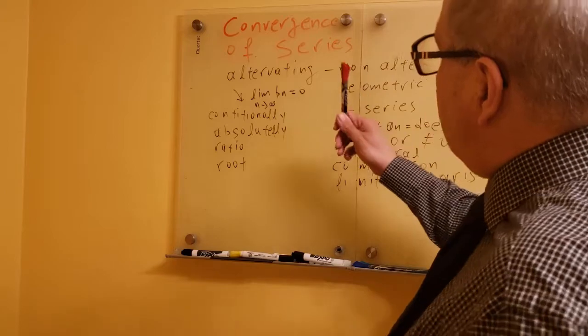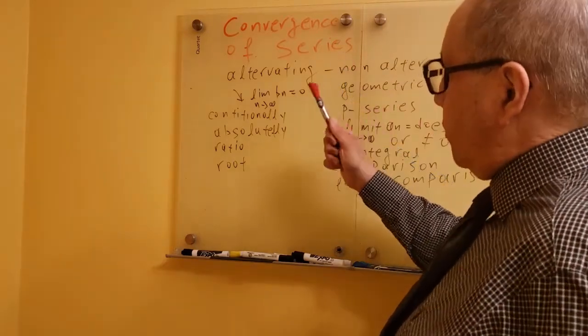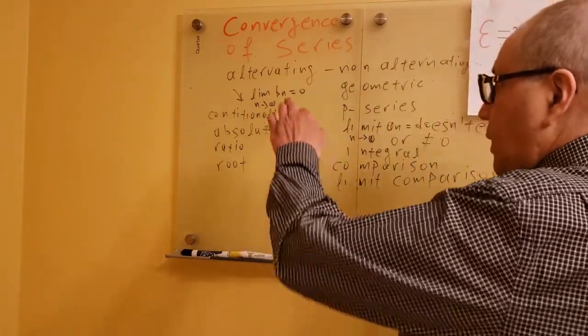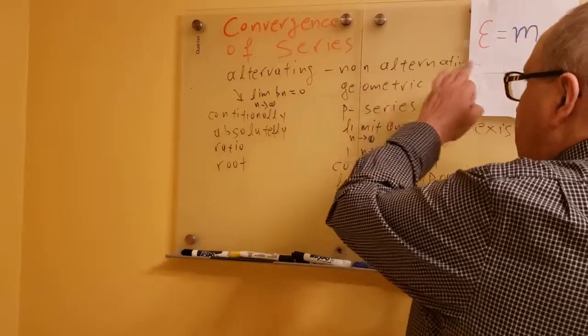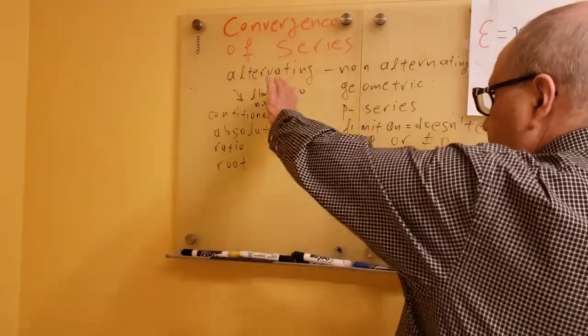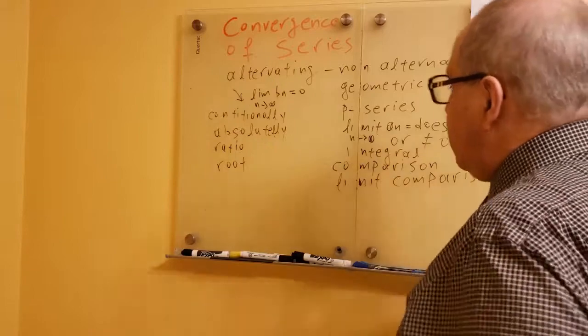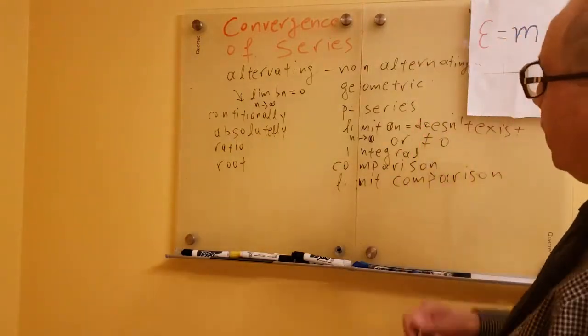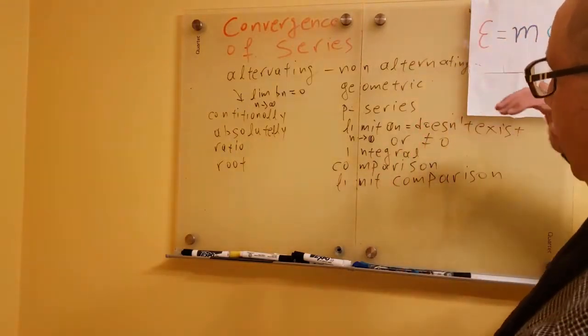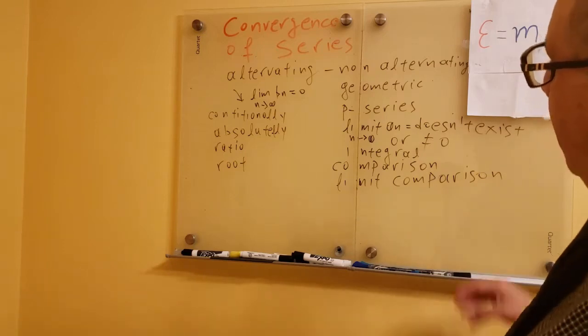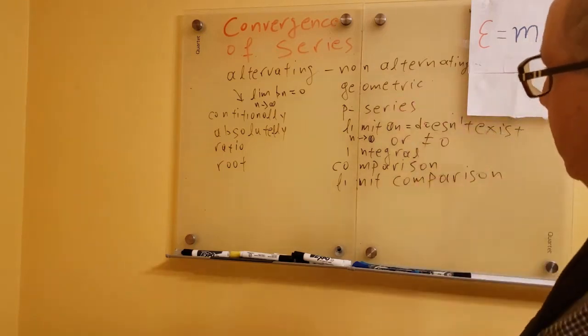So first of all, when you get a problem, first you check if the series is alternating or non-alternating. Let's leave the alternating and we'll come back to it later. So now, if it's non-alternating, we have these rules here.